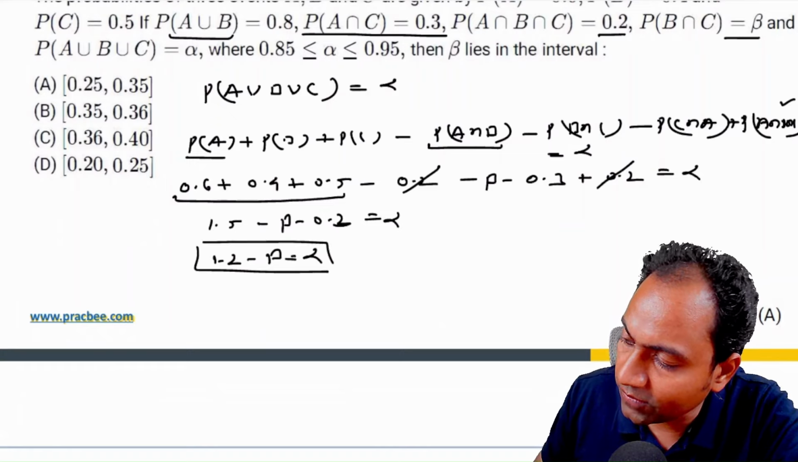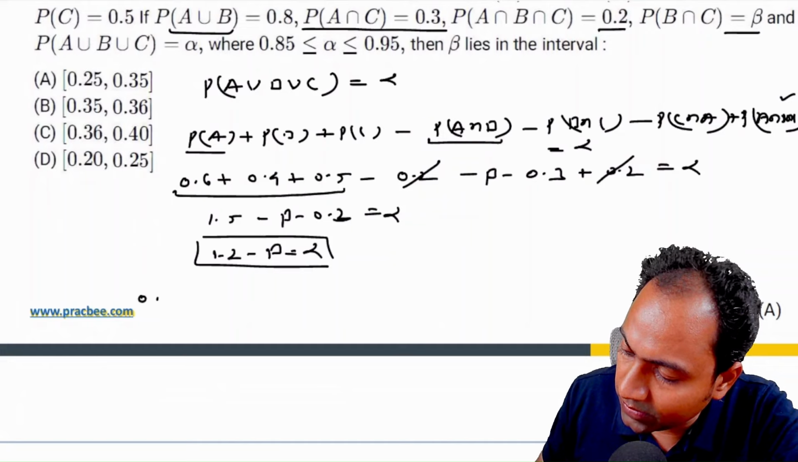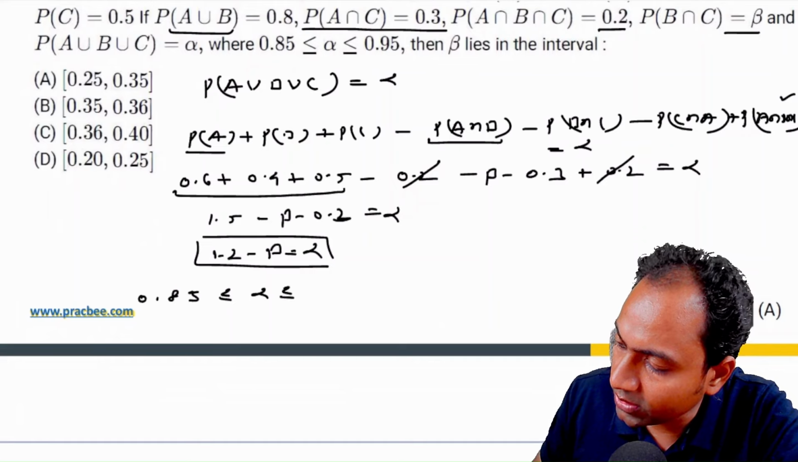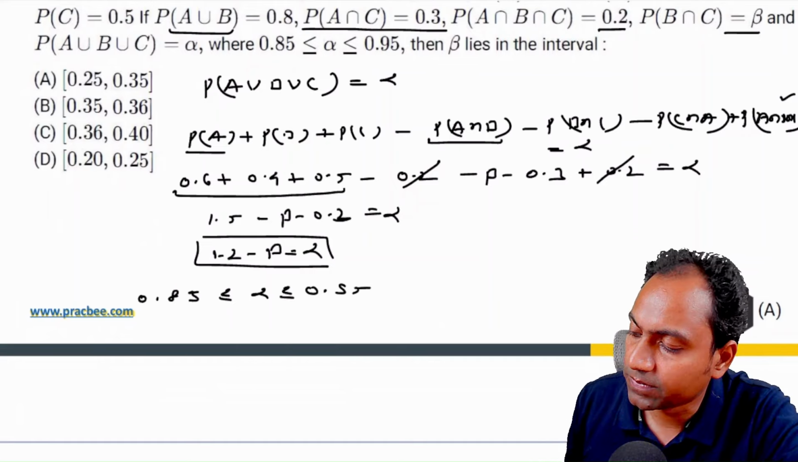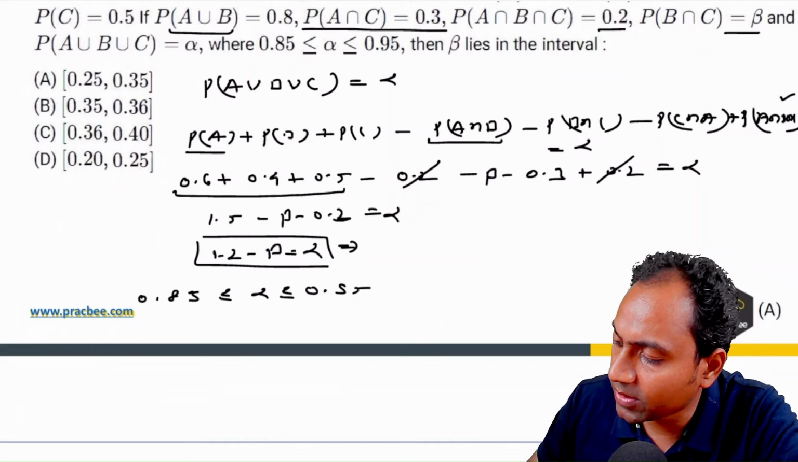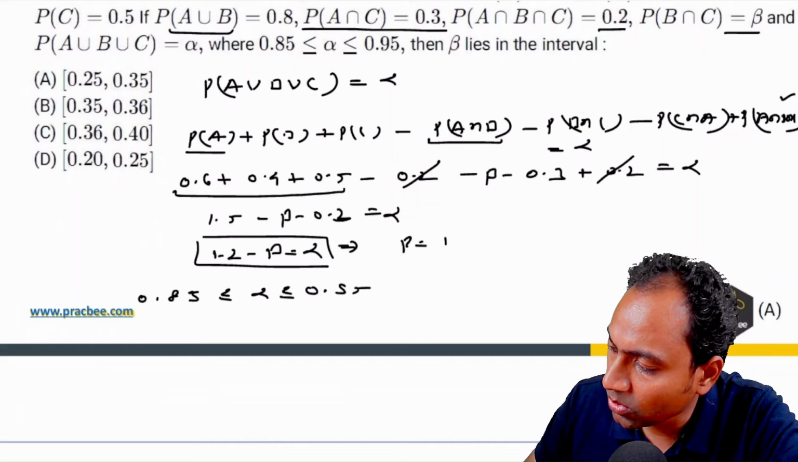Now the range of alpha is given. Alpha lies between 0.85 to nothing but 0.95. So if I do just one more step here, I should get my answer. From here, beta can be written as 1.2 minus alpha.